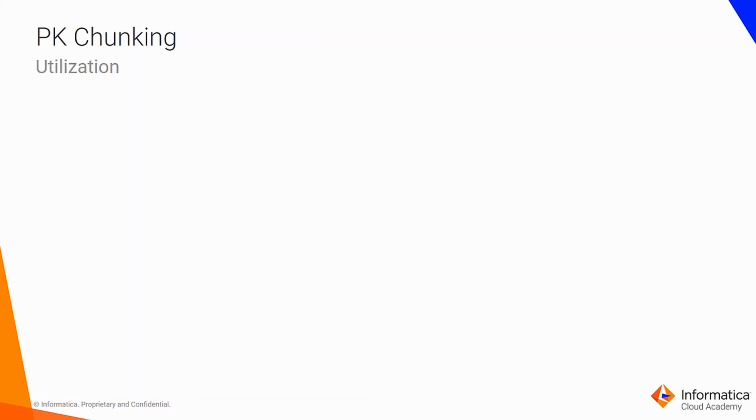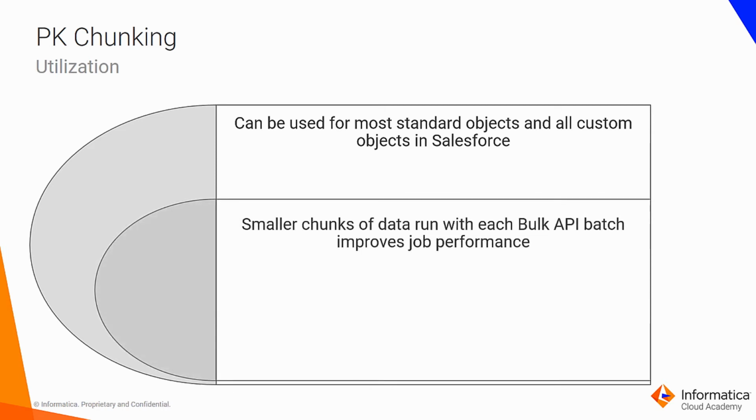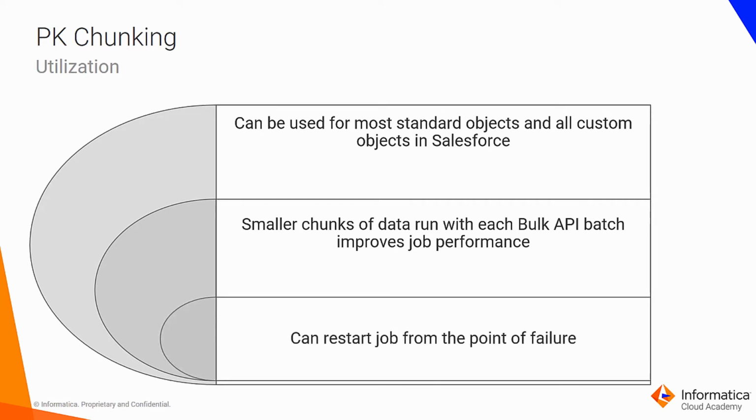Let us now discuss various utilizations of PK chunking. PK chunking can be used for most standard objects and all custom objects in Salesforce. This helps jobs run more efficiently because of the smaller chunks of data being run with each bulk API batch. If a job fails while processing, PK chunking can restart the job from the point of failure.